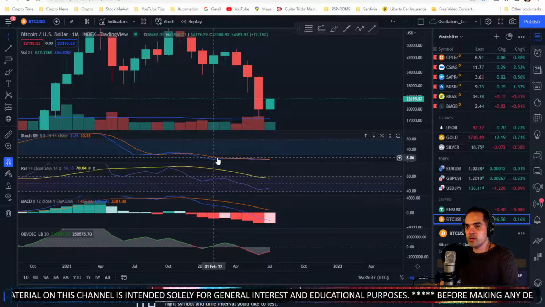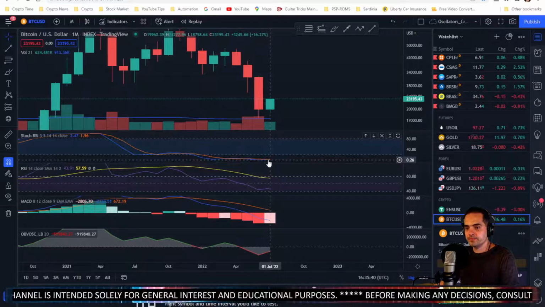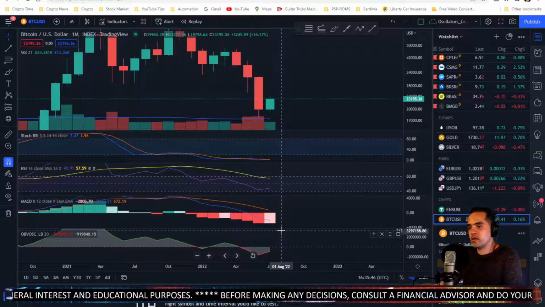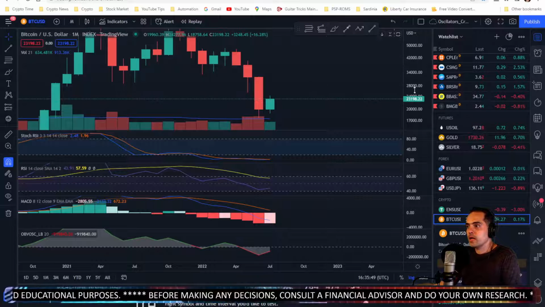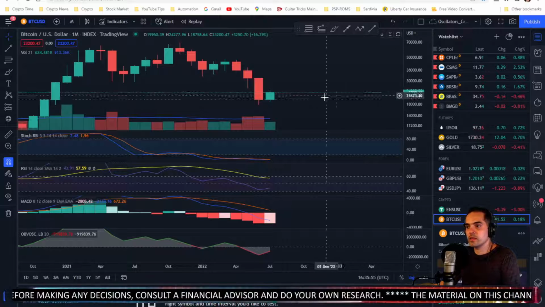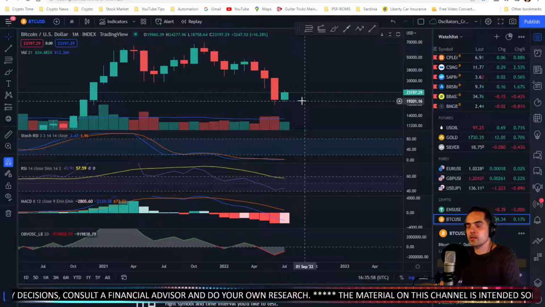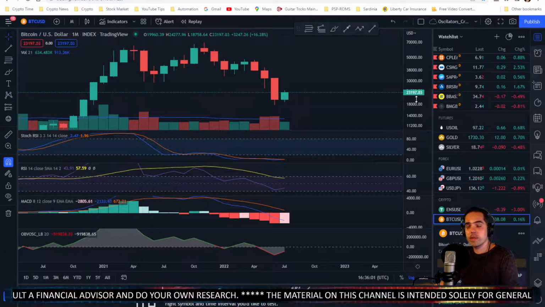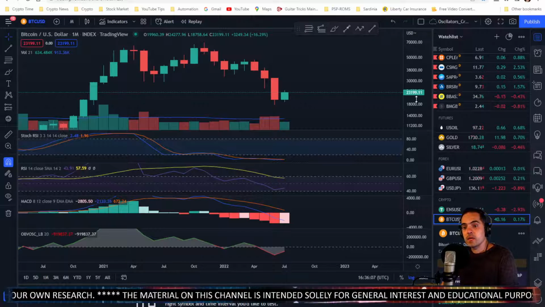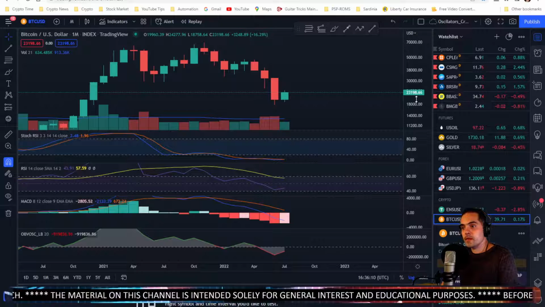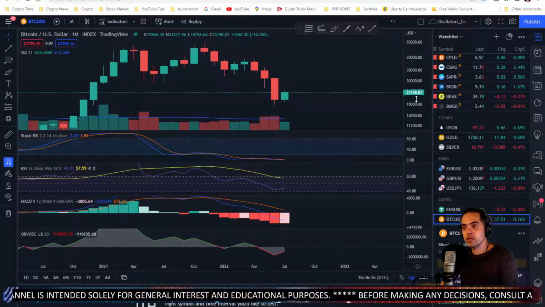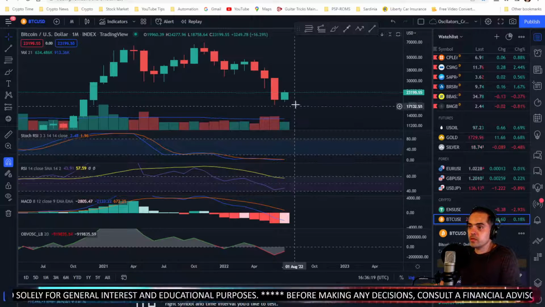And then we have the stochastic RSI basically flat, and OBV as well in the red region. So it's not good. We cannot see the light at the end of the tunnel just yet. We can expect some relief along the way, maybe even a short squeeze or something like that as a relief. But the truth is, we haven't seen the bottom just yet. That's my opinion. We haven't seen the bottom just yet.